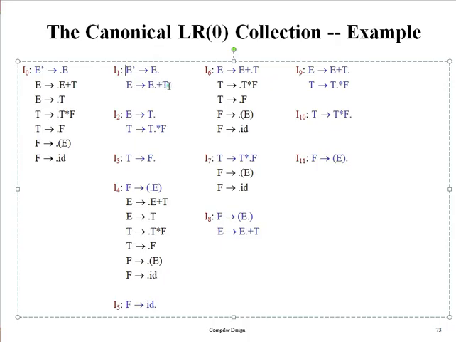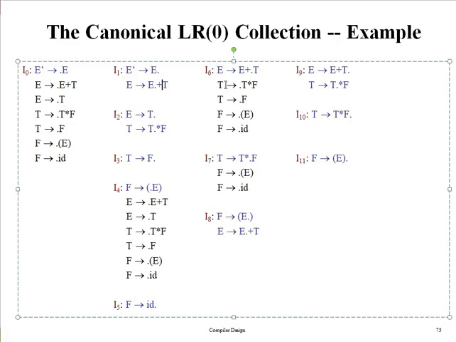But from this item it is possible to generate a new item. So I6 can be generated from I1 by applying the go to operation on I1, go to of I1 comma plus, because we have plus after dot. So this is E derives E plus dot T.